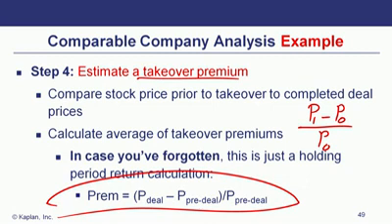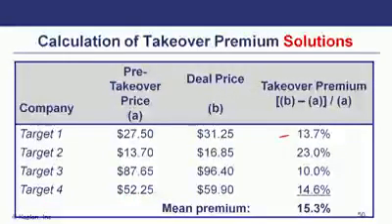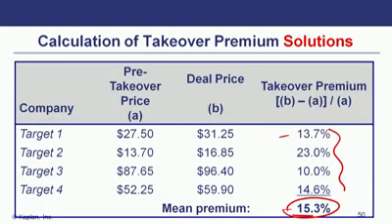I'm going to do that for all four of those previous takeovers that we've seen in this industry. The first one was 13.7. We already talked about that. Here's the other three. I average and I'm going to get 15.3%. So what do I know now, right? Well, I know the takeover premium is 15.3.